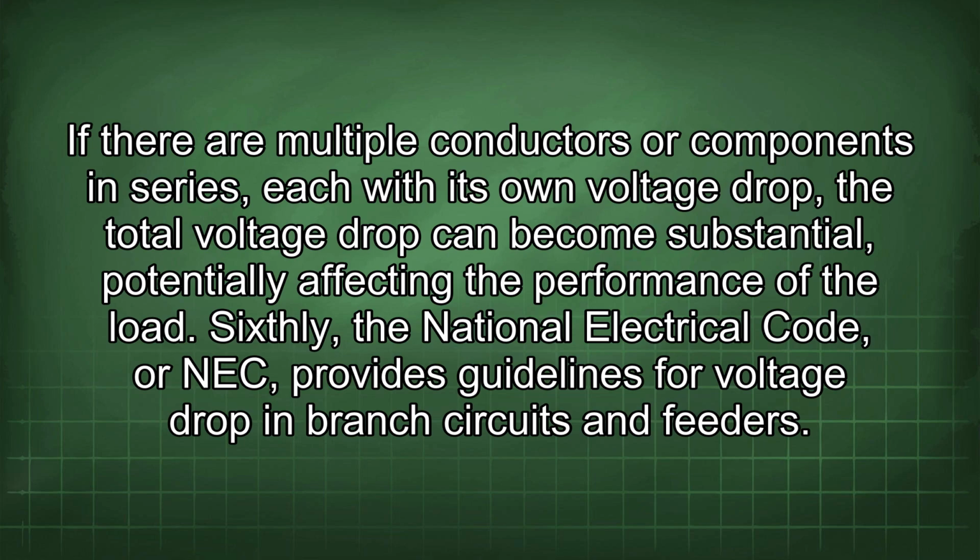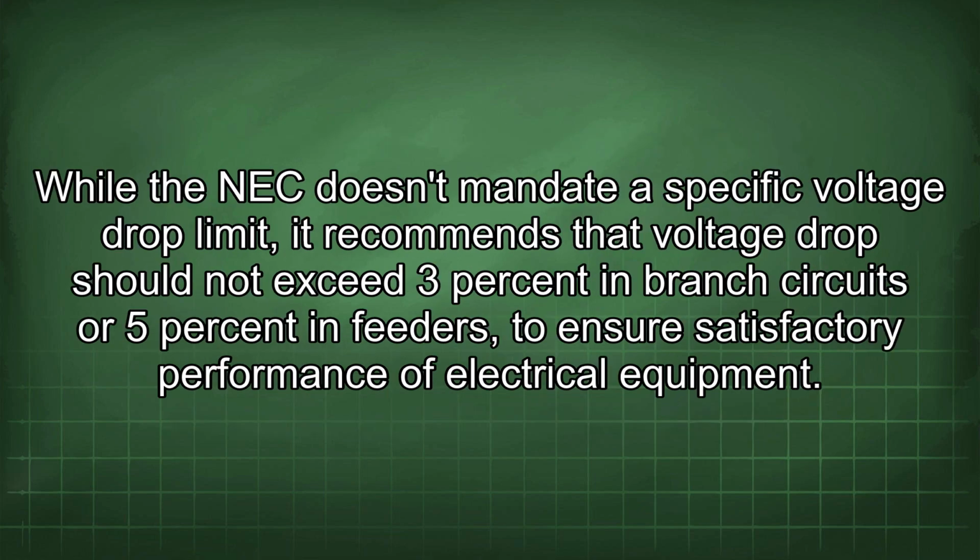Sixthly, the National Electrical Code, or NEC, provides guidelines for voltage drop in branch circuits and feeders. While the NEC doesn't mandate a specific voltage drop limit, it recommends that voltage drop should not exceed 3% in branch circuits or 5% in feeders to ensure satisfactory performance of electrical equipment.